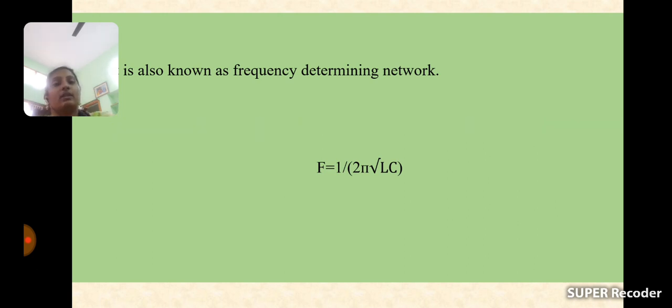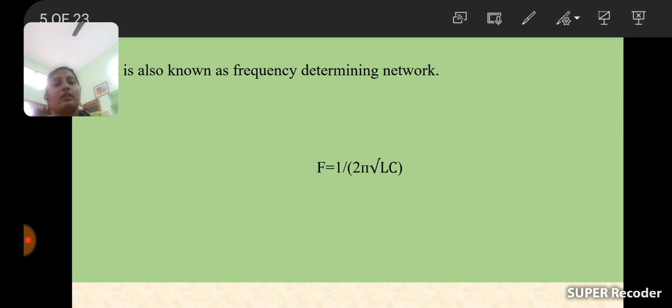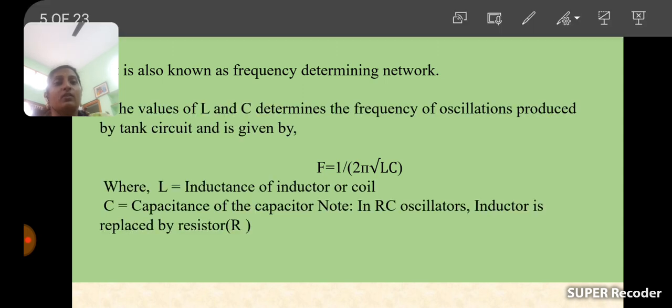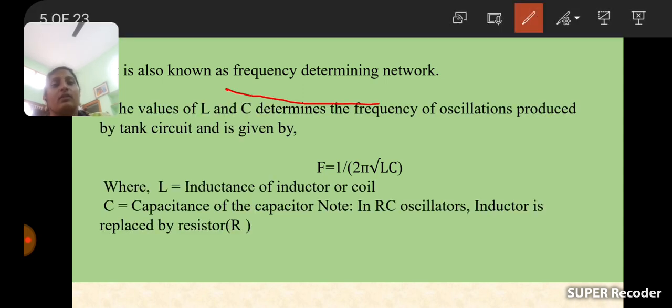The name of this circuit is called the frequency determining circuit. What is the name of this circuit? Tank circuit, frequency determining circuit. Okay. What is the name of the frequency determining circuit? The tank circuit is also called the frequency determining network.